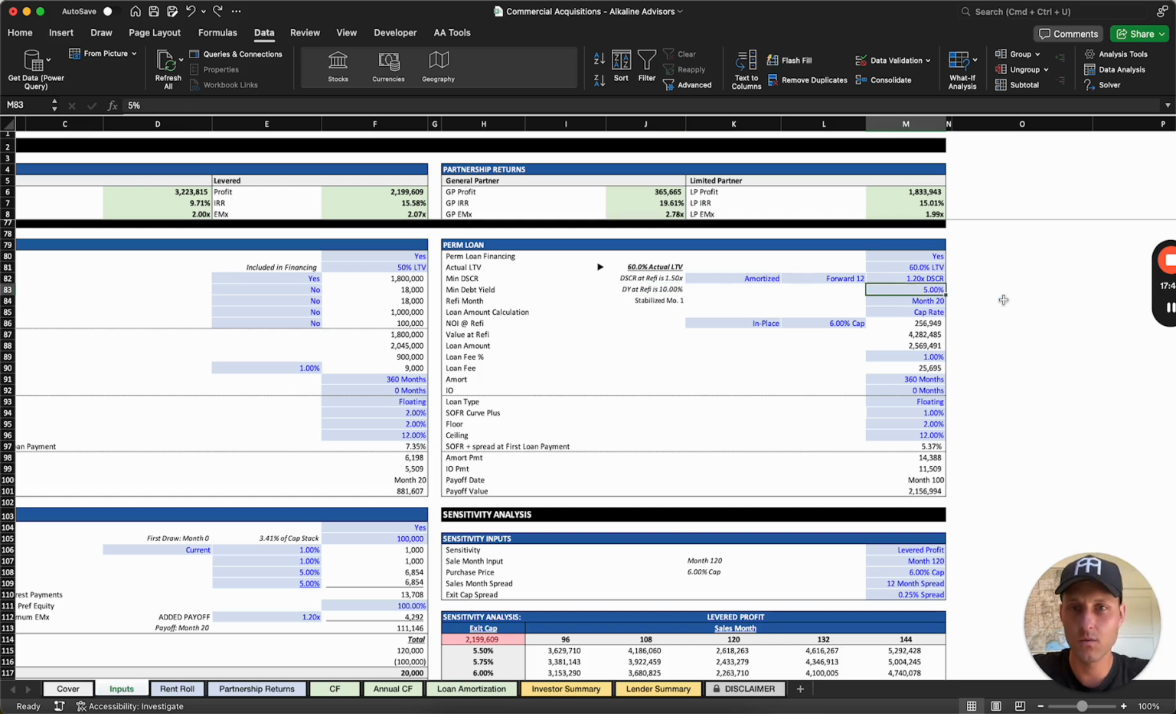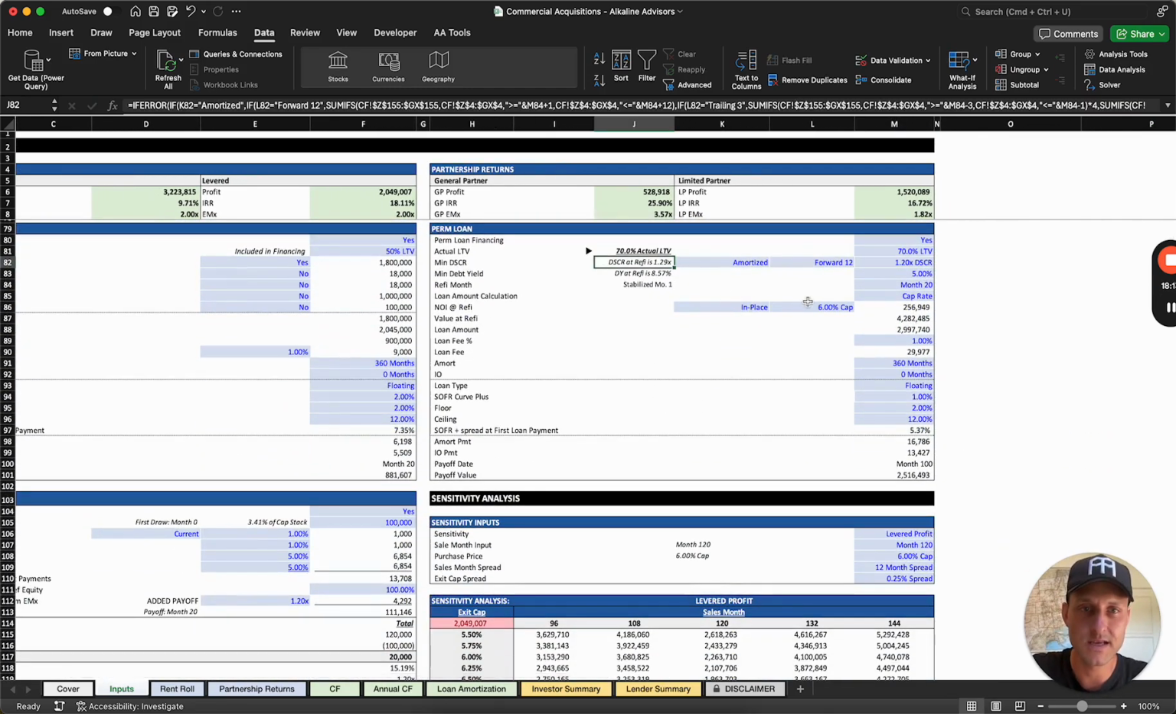So if we say that the minimum debt yield is 11%, you'll now see that the debt yield at refi is 11%. This lights up yellow because we can no longer secure that 60% LTV in order to satisfy this 11% minimum debt yield. And the max LTV we can secure is 54.5%. Similarly, let's say we want 70% LTV.